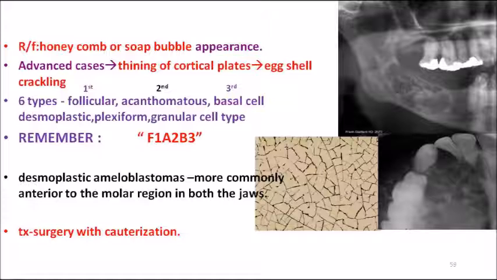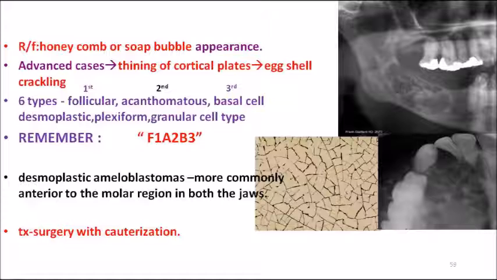Under 6 types, you can again, from the MCQ viewpoint, give a ranking and learn, okay, because these 3 are commonly given in the MCQ options: follicular, acanthomatous and basal type. Clear? Now coming on to the surgery part, ameloblastoma is mostly removed surgically, okay, and along with surgery cauterization is also done, so that this will reduce the chance of recurrence.